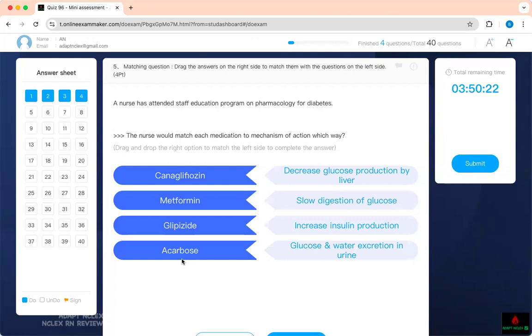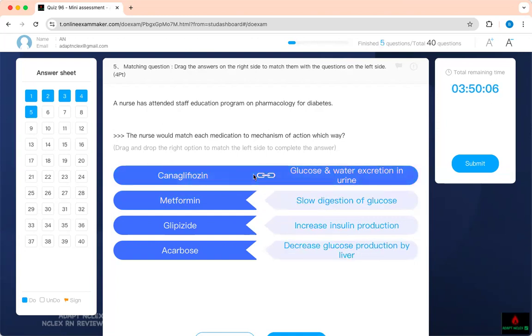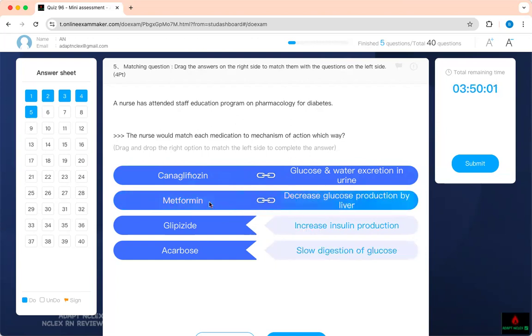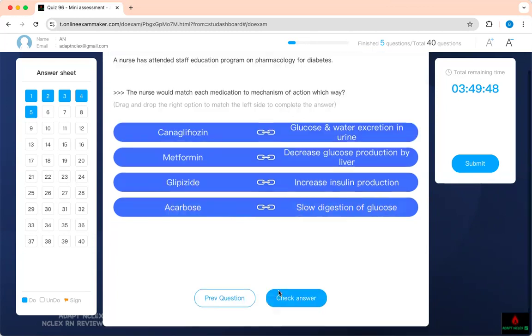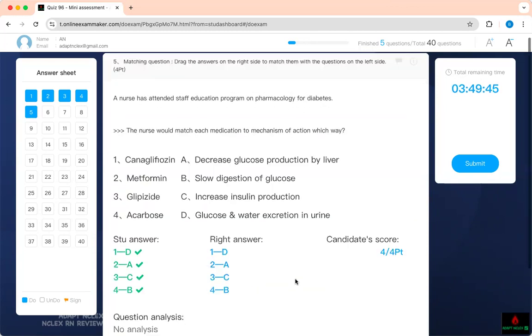Canagliflozin is now a new medication that can help with heart failure, renal failure, diabetes, and weight loss. How does it do that? It leads to loss of glucose and water. This is why you lose weight. So that's the right answer. Metformin decreases glucose production in the liver. Glipizide increases insulin production from the pancreas, and acarbose leads to slow absorption of glucose. So content here being applied.